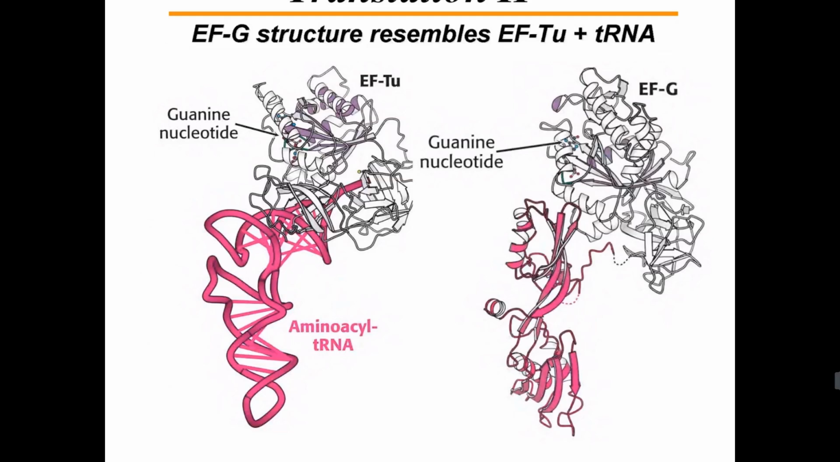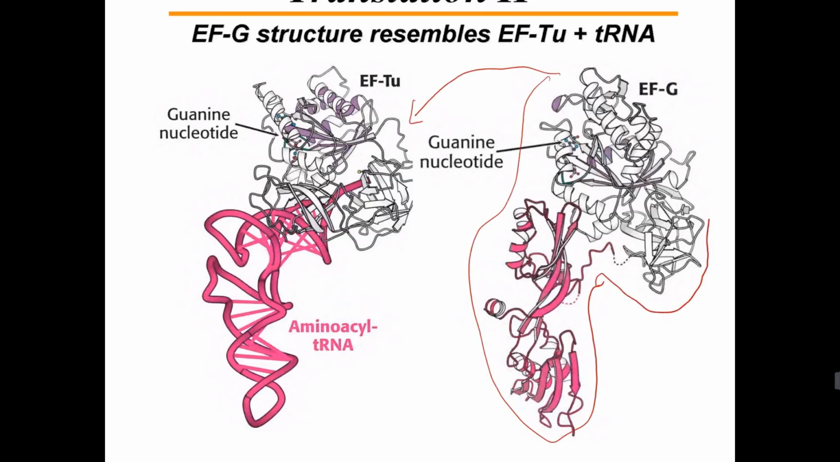This slide, I just wanted to show you the actual structures of the EF2 complex with the amino acyl tRNA and that of EFG. You can see that EFG mimics the structure of the EF2 plus amino acyl tRNA complex, in that it has that long region extending out that corresponds to the L shape of the amino acyl tRNA, and then the component over here that resembles EF2. In that sense, it's able to fit very nicely near the A site in the 50S subunit.